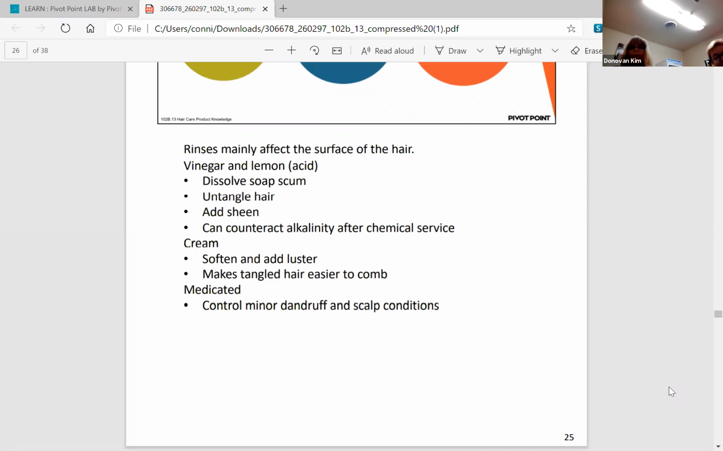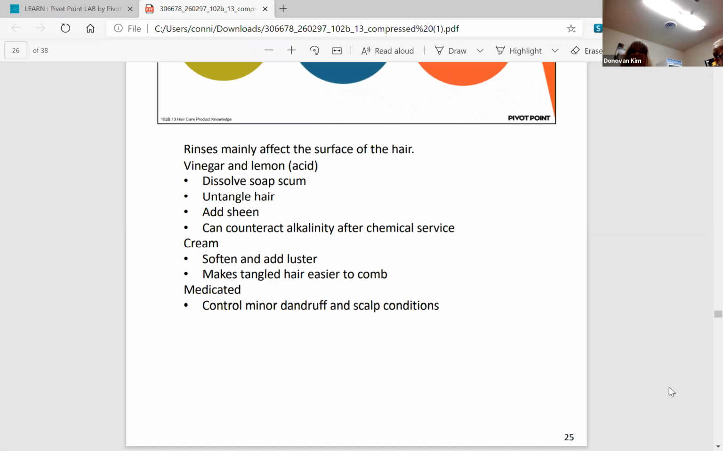Now with the cream rinse, when you put it on the hair, you have to rinse it out with water. The lemon, sometimes we like to rinse it out with water, but you don't always have to, not with the lemon or vinegar. You don't always have to rinse it after you squeeze it through the hair. Medicated, I would follow the directions on that.